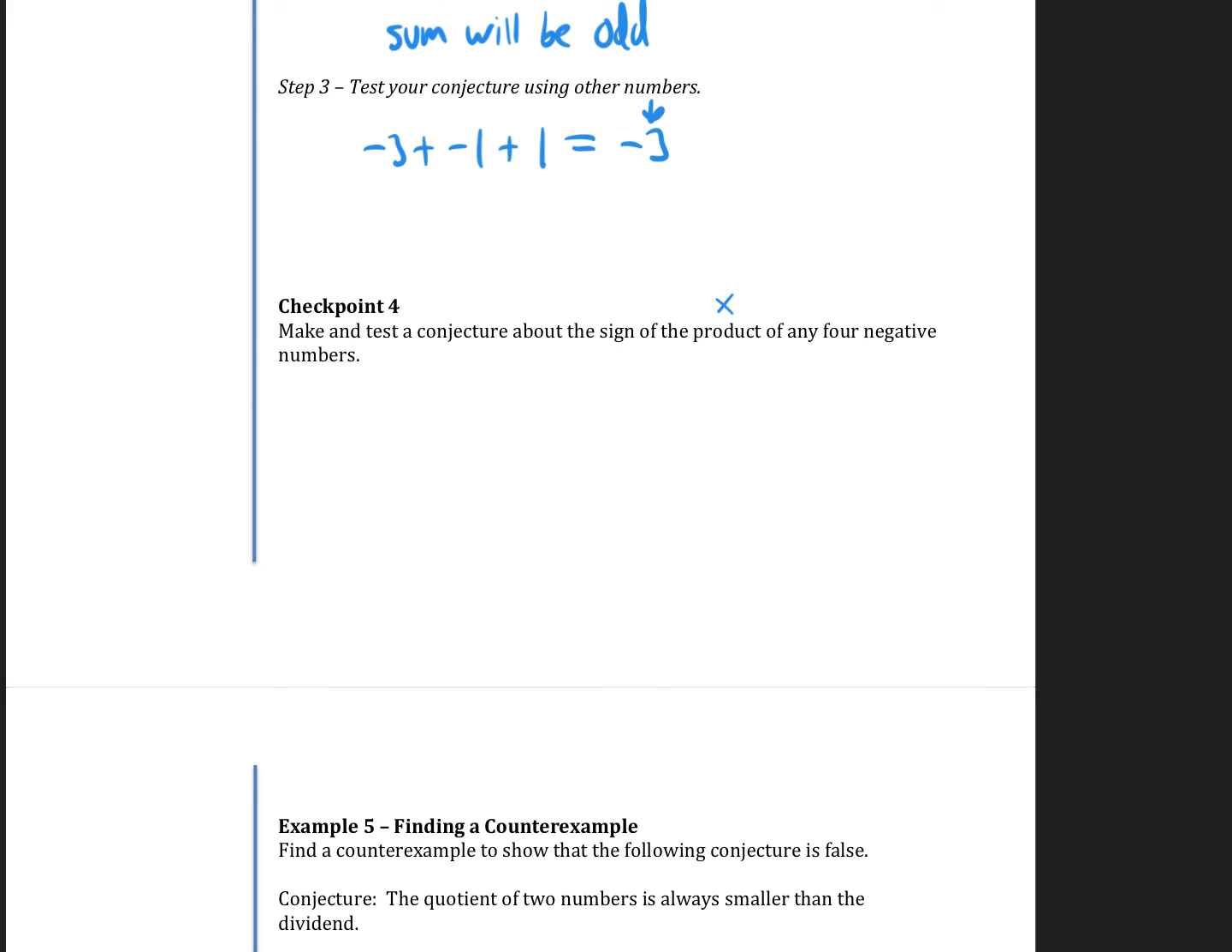Is it going to be positive? Is it going to be negative? Is it going to be zero? Is it going to be odd? Is it going to be even? See if you can come up with a rule for what you think the rule is, the conjecture for this is. Go ahead. All right, we're going to pick some random numbers.